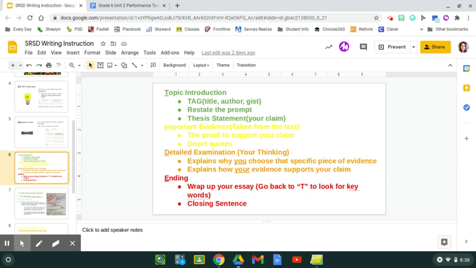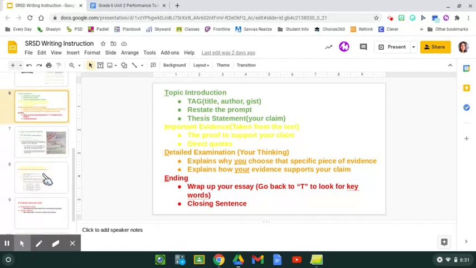Today you are going to learn about I and D of TIDE. So let's focus on the I first. I stands for important evidence. And this evidence is going to be taken from the text that you're using to support what you're writing, your thesis or your claim. The important evidence is the proof that's going to support your claim, and it's usually direct quotes in quotation marks from the text.